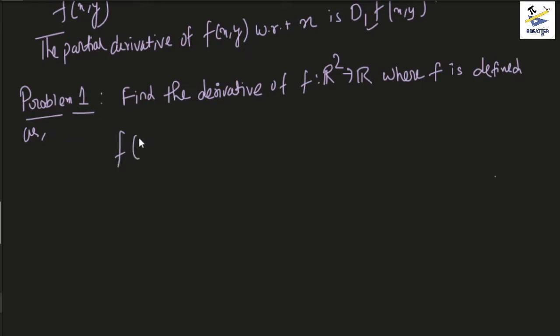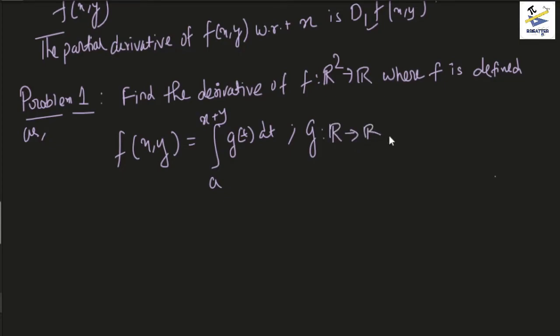so we are going to find the derivative of a function f which goes from R squared to R, and it is defined as f of x comma y equals the integral from a to x plus y of g dt. Okay, and g is basically an integrable function which is continuous from R to R, so it's continuous, right? So we need to find the derivative of this function f.